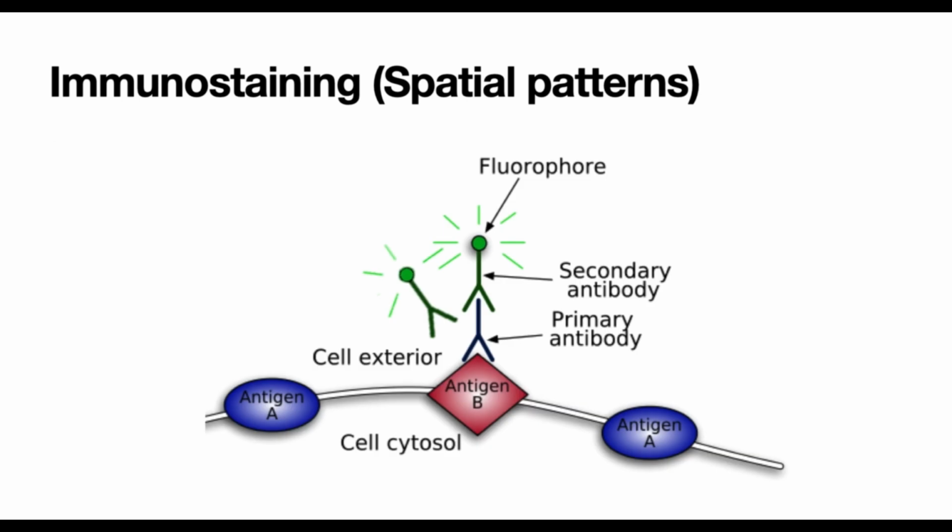The primary antibody binds to the protein or the antigen, and then the secondary antibody binds to the primary antibody, and it also amplifies the signal since we have multiple secondary antibodies binding to one primary antibody, and it also allows it to be visualized due to the presence of the fluorophore, which is the fluorescent molecule.